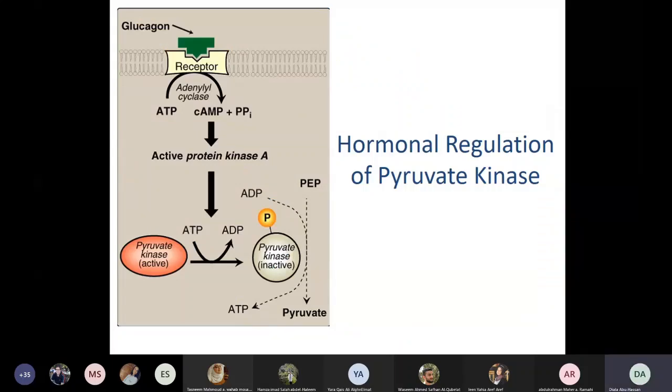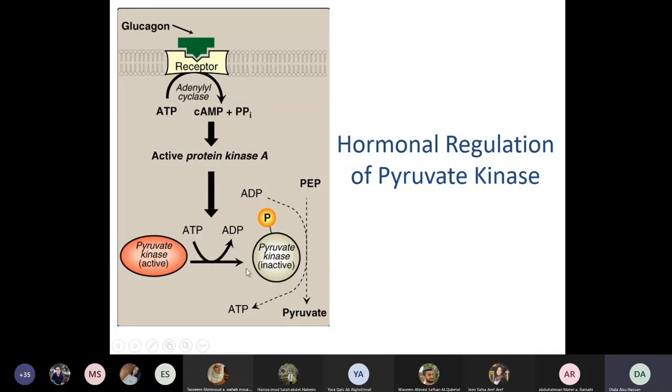Let's talk about the hormonal regulation of pyruvate kinase, which is the third enzyme that is regulated in this pathway. So this is glucagon, as you know. It is secreted under low sugar states, at fasting conditions, let's say. Glucagon is going to bind the G protein coupled receptor, activates adenylyl cyclase, so the ATP is converted to cyclic AMP. Cyclic AMP activates protein kinase A, and again, as you remember, protein kinase A has so many targets. We mentioned one of them, phosphofructokinase number 2. There's another target for it, which is pyruvate kinase.